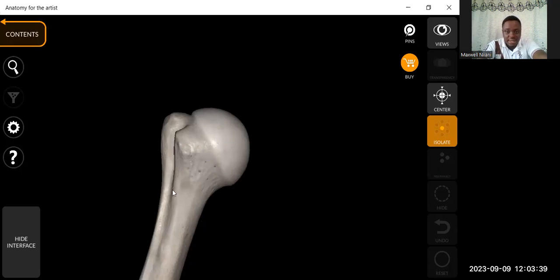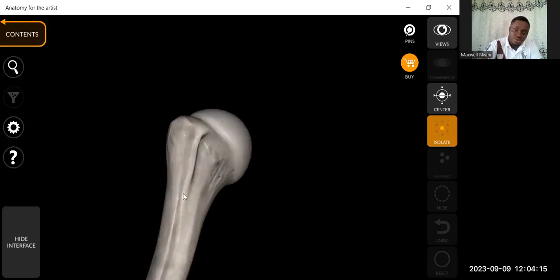While the line separating the whole of this upper end from the shaft, somewhere here, where my cursor is, is the surgical neck. Those are the two differences. So it has the anatomical neck and the surgical neck. It also has the morphological neck, which is the epiphyseal line, and it's usually 0.5 cm below the surgical neck. All right, good.